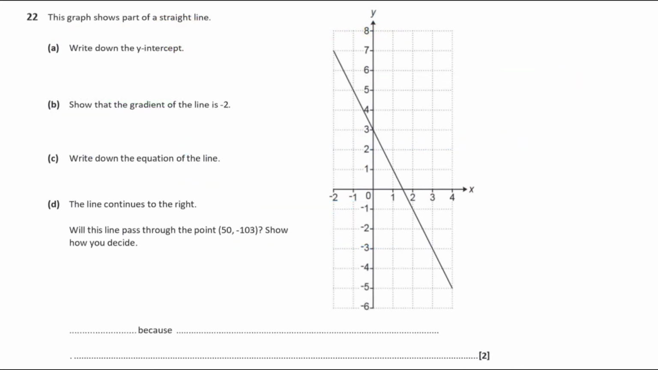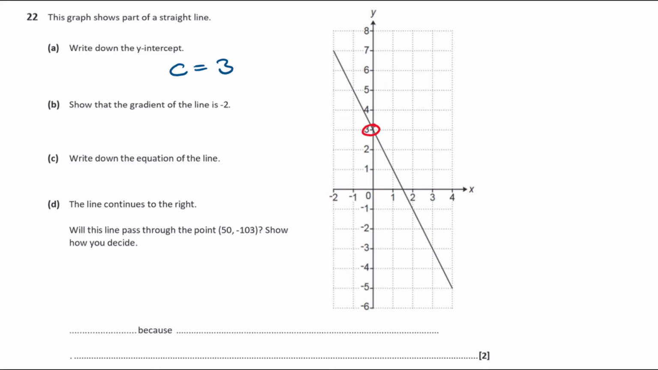Question 22. This graph shows part of a straight line. Write down the y-intercept. Now the y-intercept is the point where the line crosses the y-axis. So this is the y-axis going this way. So the point where it crosses is going to be here. Okay, so that's going to be at 3 then, isn't it? Write down the y-intercept. C equals 3.